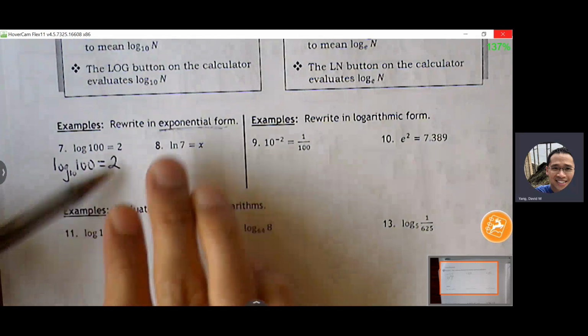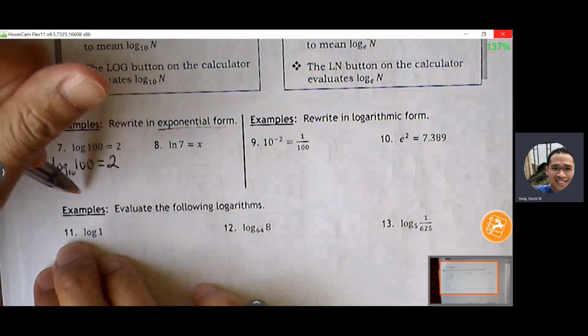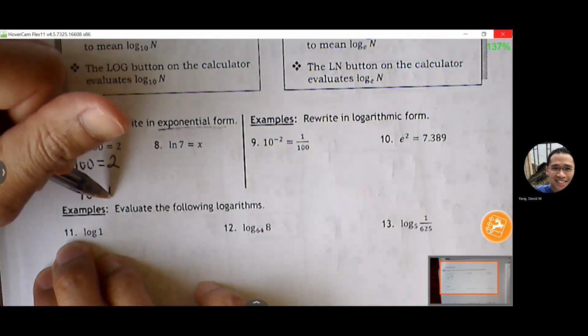Yep, good. So we go in a circle, right? Start with the base, move to the other side, and then come back. 10 to the second power equals 100. That makes sense to us. We know that's true.